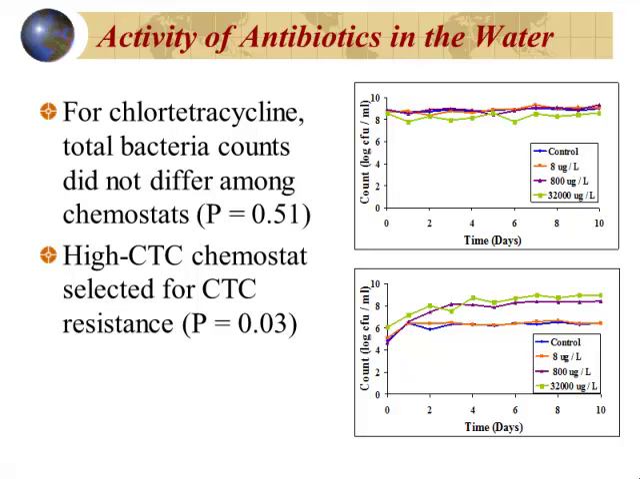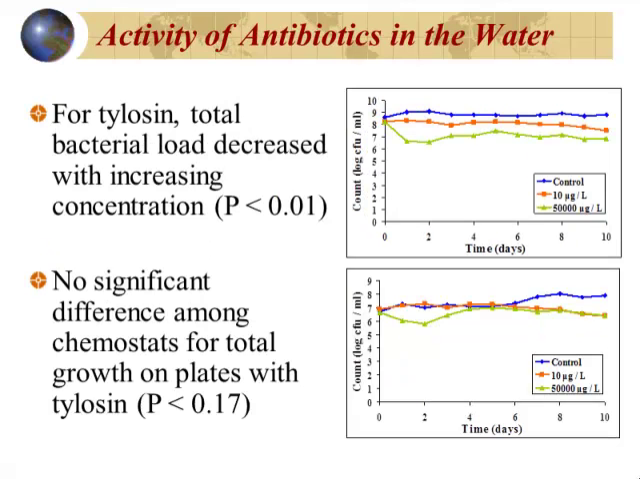There's a slightly different picture, though, that we get from looking at tylosin, and it gets much more confusing. On the tylosin side, what we're going to be doing is looking for gram-positive activity. So we're culturing this on a CNA plate, looking at the gram-positives. And on the top graph, what you see is the total bacterial load. And there is a dose response here. The control had basically no effect over time, a very slight effect from the 10 microgram per liter, and a greater effect for the 50,000.